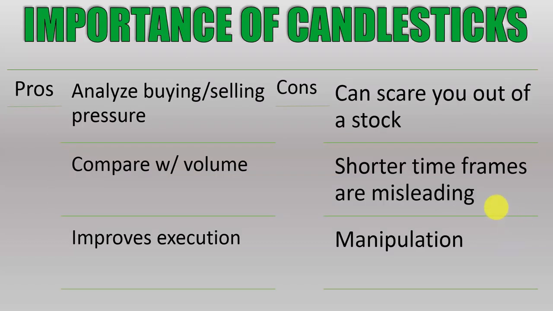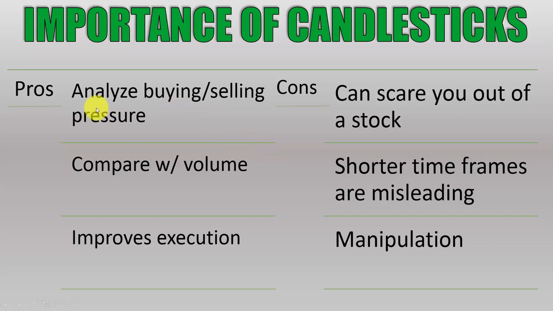So now I'm going to go over the importance of candlesticks and then give you a few examples in my charting platform. Pros, you can analyze buying and selling pressure, you can compare it with volume, and you can actually improve your execution by utilizing these. So I'll go over each one with examples. So analyzing buying and selling pressure, it's pretty simple. You pretty much just need to evaluate the shadows and what the body ended up doing, but the shadows are really the crucial part there.